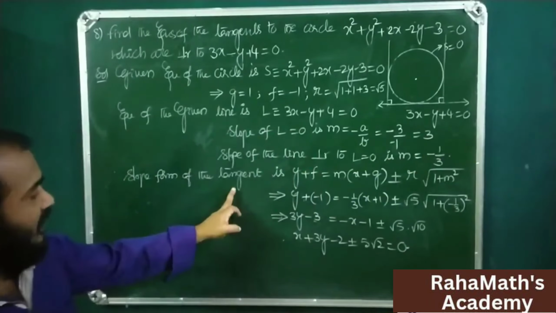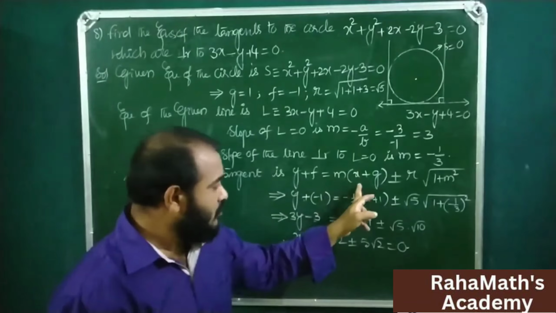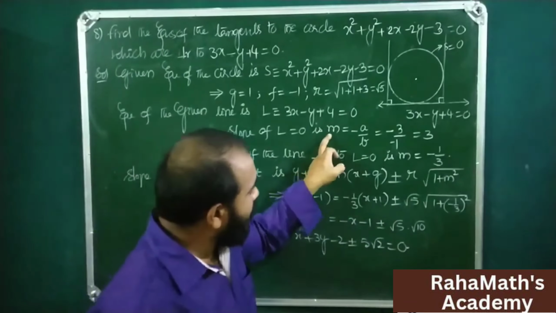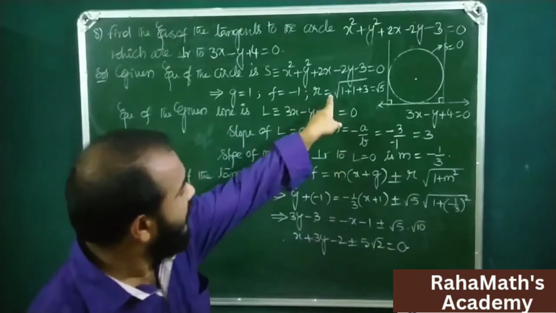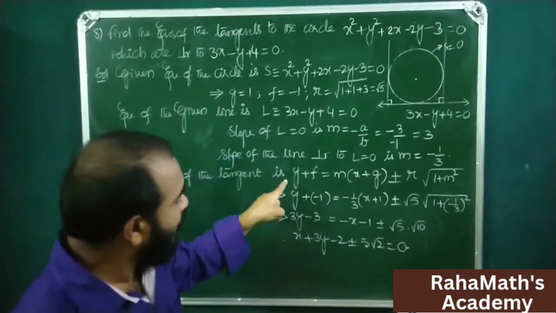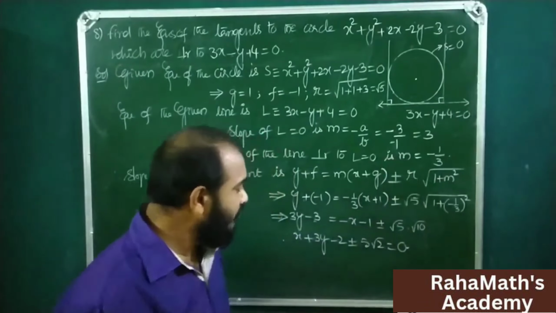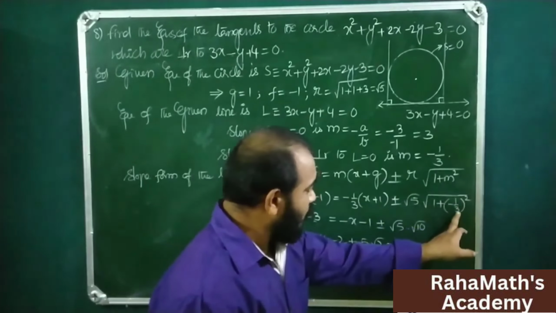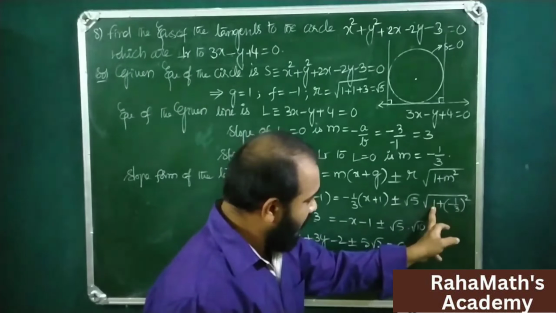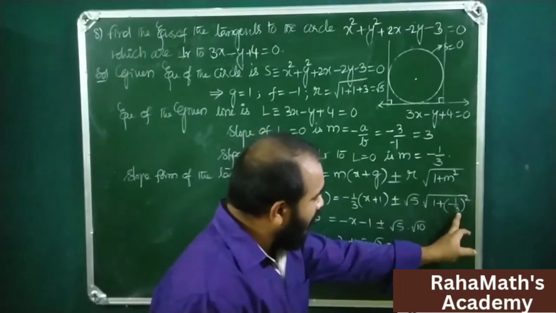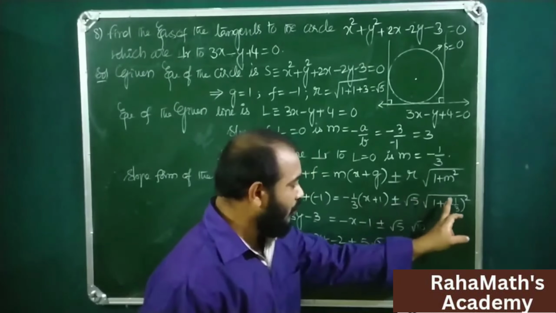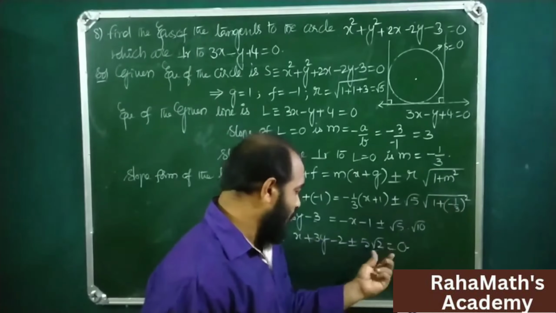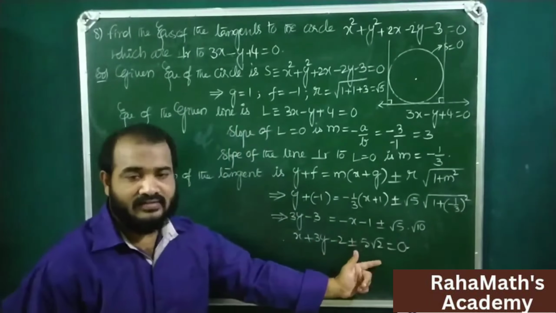So therefore the slope of the tangent is y plus f equals m into x plus g plus or minus r into square root of 1 plus m square. So the m value is this, we are going to take it, and the radius is there. The g, f values are there. All we need to do is just substitute in this. Then 1 plus m, minus 1 by 3 whole square, is 3 square 9 plus 1, 10 by 3 square. So this is root 5 into root 10, root 50. Root 50 is 25 twos. So 5 root 2. So this is the ultimate answer.